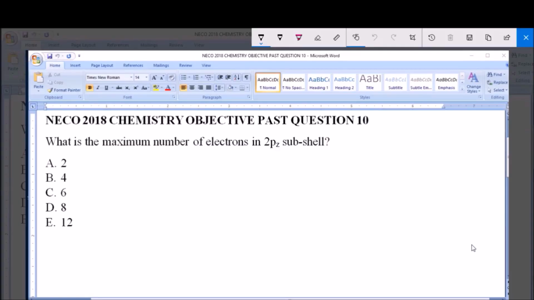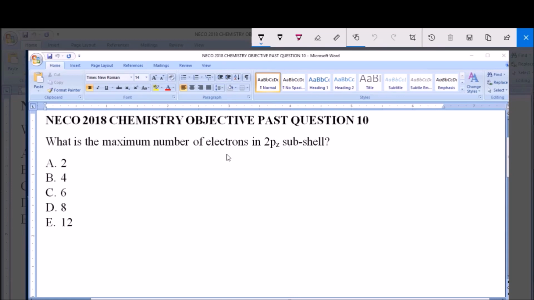Hello and welcome. I will be answering NECO 2018 Chemistry Objective Past Question 10. What is the maximum number of electrons in the 2pz subshell? A 2, B 4, C 6, D 8, E 12.